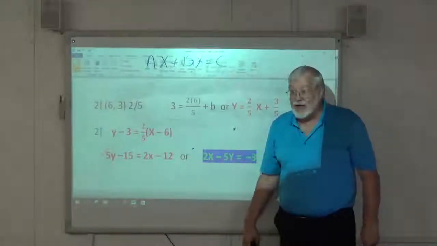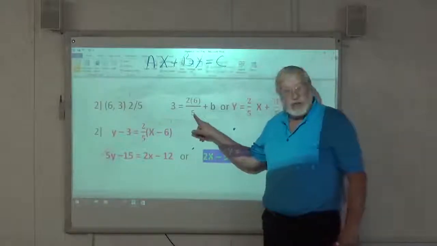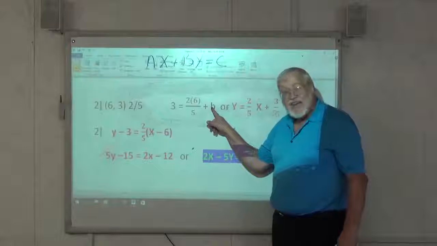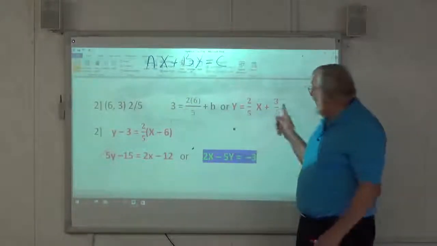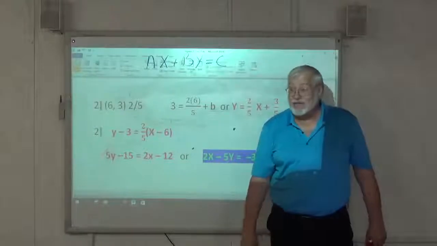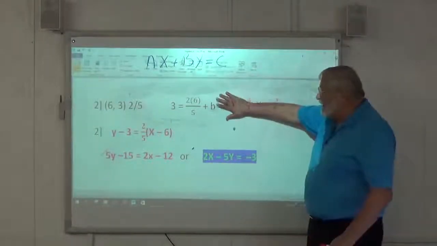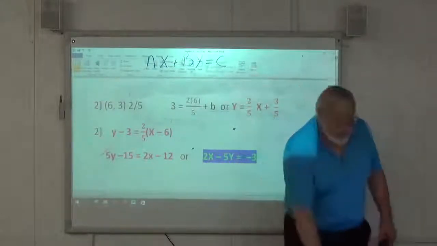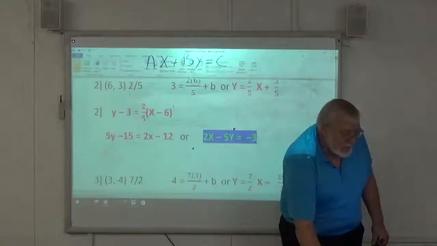Because I like to work with fractions. Okay? All right, if not, then you clear this and have 15 equals 12 plus 5b. Subtract the 12, that becomes 3, divide by 5, and you still end up with 3 over 5. Okay? All right, so that's that part. So this is what you're going to be doing in the chapter. That's the reason I'm trying to introduce it. All right, now let's move on a little bit. Let's try this one.